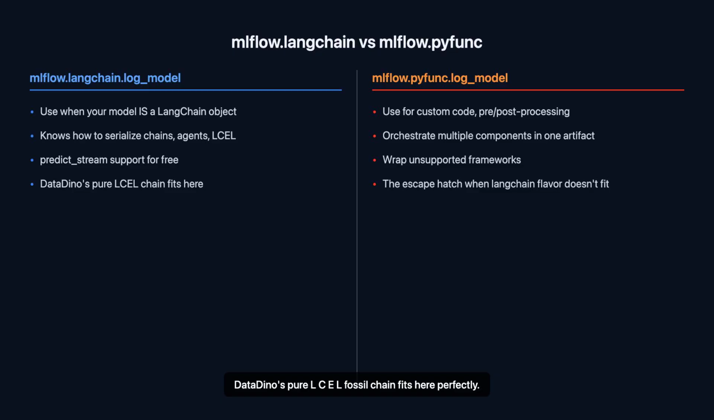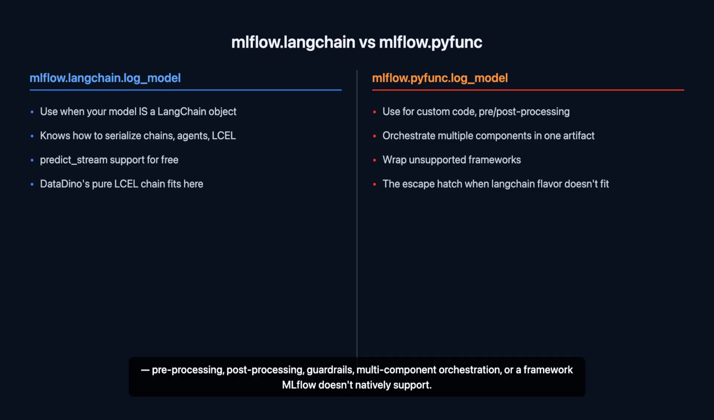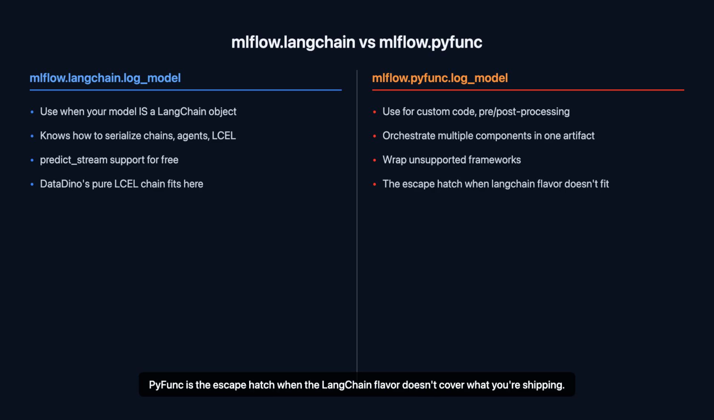Use mlflow.pyfunc.log_model when you have custom code, pre-processing, post-processing, guardrails, multi-component orchestration, or a framework MLflow doesn't natively support. PyFunc is the escape hatch when the LangChain flavor doesn't cover what you're shipping.